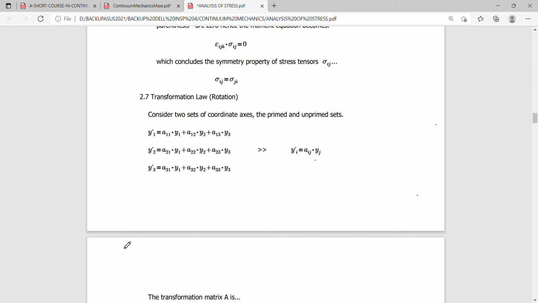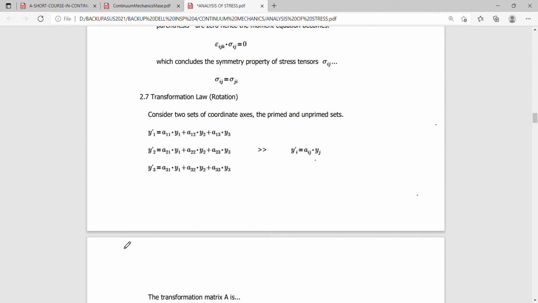We will now be discussing transformation law to deal with the stress analysis later. We need to find a procedure or a method on how to deal with the rotation transformation, especially when dealing with three-dimensional cases.